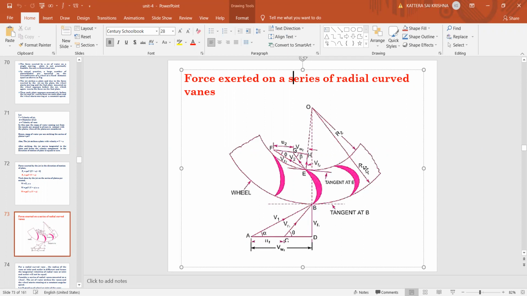So you can see R1 is the radius at the inlet. So omega R1 gives the U1 value. Omega R2 will give the U2 value. U1 is omega R1. U2 is omega R2. Right. So since the blades are moving in rotation, we need to consider the angular velocity.